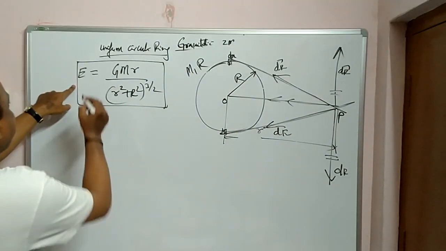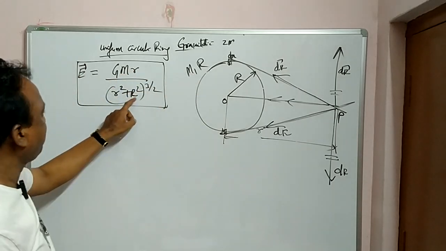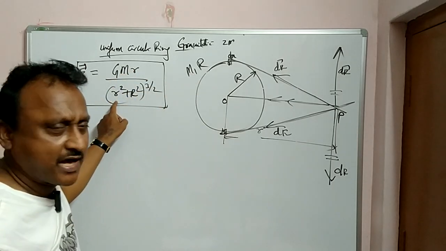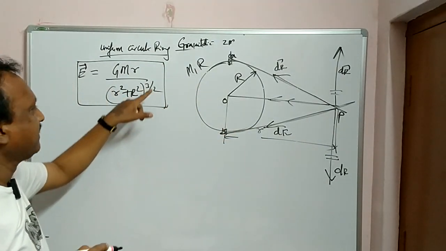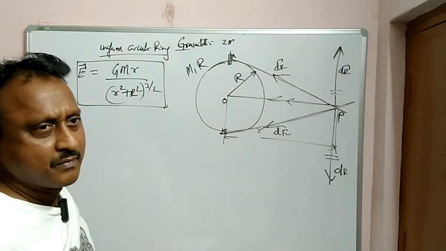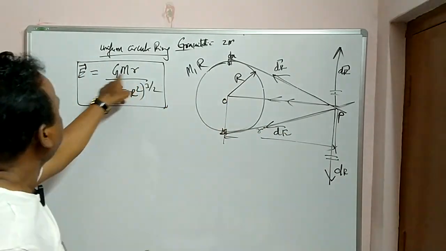So the net field is given by G capital M small r by r square plus capital R square, power 3 by 2, where small r is the distance of the point from the center and capital R is the radius of the ring. Suppose r is equal to 0, at the center of the ring, then E is equal to 0.